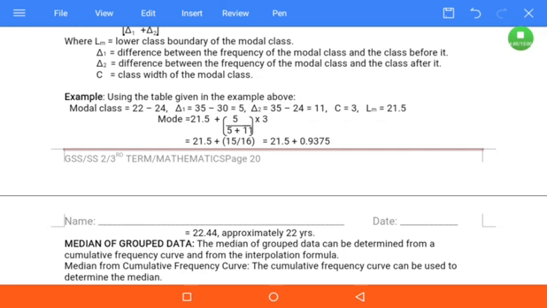Once you can get those variables, then you are done. Just input the variables into the formula that says mode equals to what? Lm plus delta 1 over delta 1 plus delta 2 times C. So Lm is 21.5, so plus 5 over 5 plus 11.